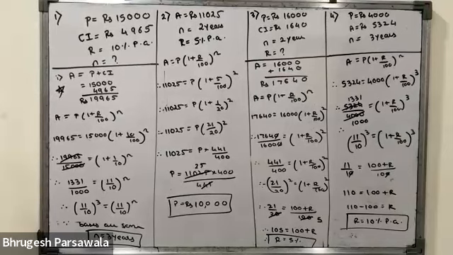Sir, in the third question, are we supposed to write per annum there? Yes, beta. There was no space though, that's why I didn't write it. But you have to write. Rate of interest is always per annum, that's why it's better to write. Okay, sir. Thank you.